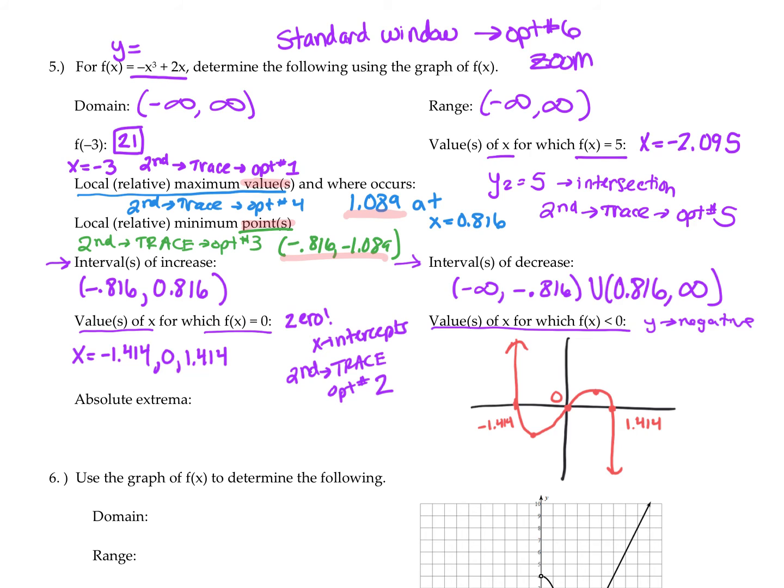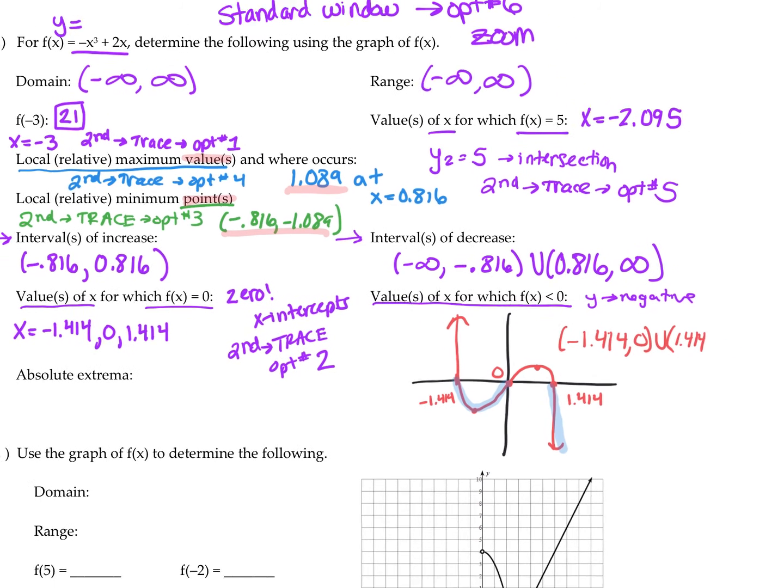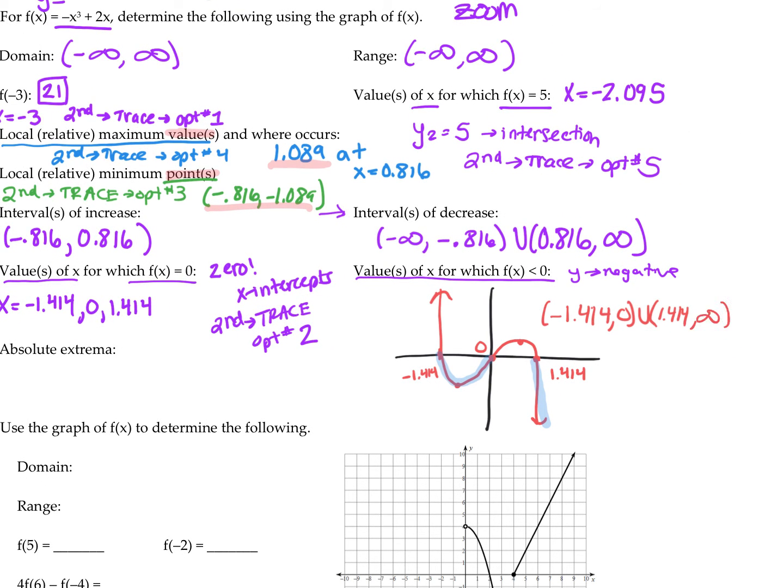So we're looking at where are the spots where the graph is less than 0. That's going to be from this x-intercept to this x-intercept, and from this x-intercept to infinity. So we would say, oh, x is less than 0 between negative 1.414 and 0, as well as from 1.414 to infinity.